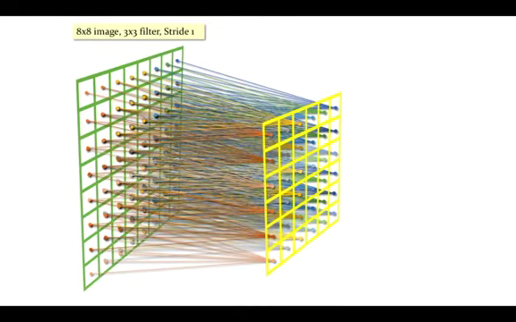And then when the filter is at one location, you actually get one number as a result of taking the dot product. 5x5x3 is a 75 dimensional dot product plus bias, and that's just a linear equation, right? So this is similar to what we were talking about when we were talking about linear classifiers. I'm just describing the convolution.